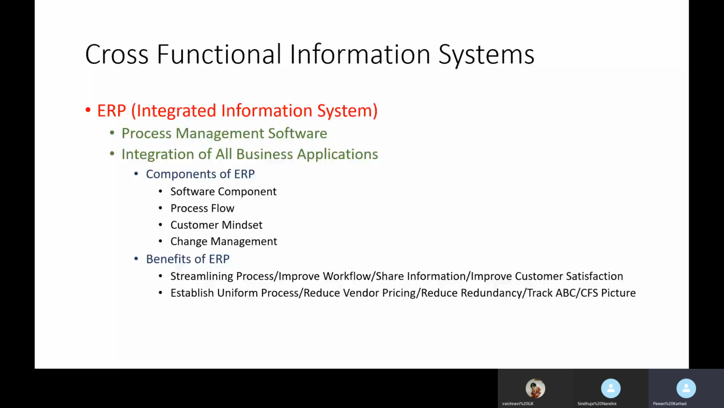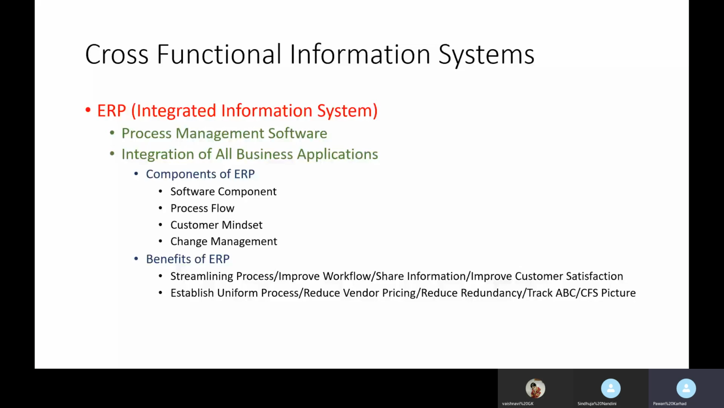Okay, so what will this cross-functional information system do? It will facilitate flow of information from one business function to another, and not only that, it will integrate the information in such a way that the entire organization knows everything about each and every function. Okay, so here there will be integration of data, consolidation of data, and flow of data. So that is what is cross-functional information system.